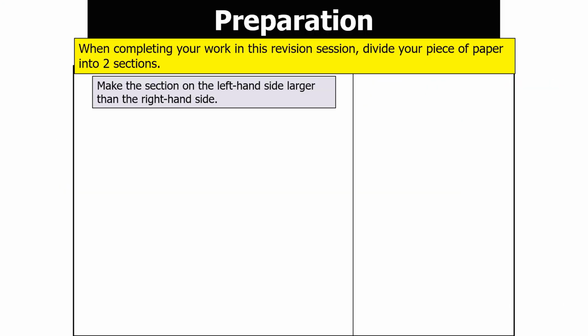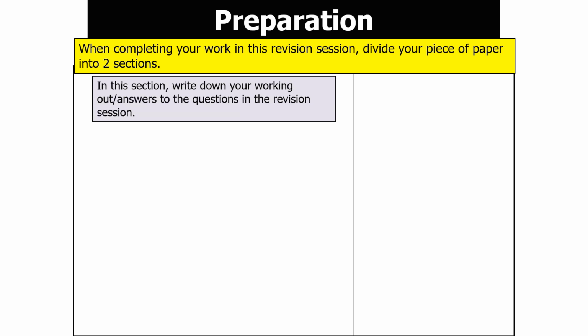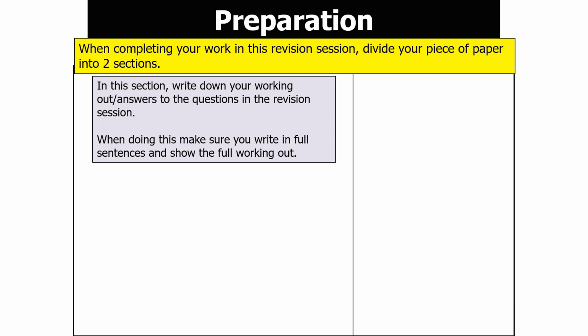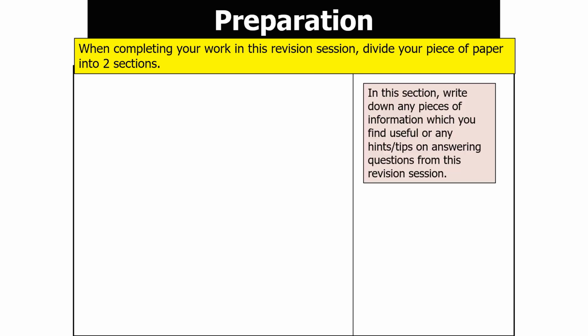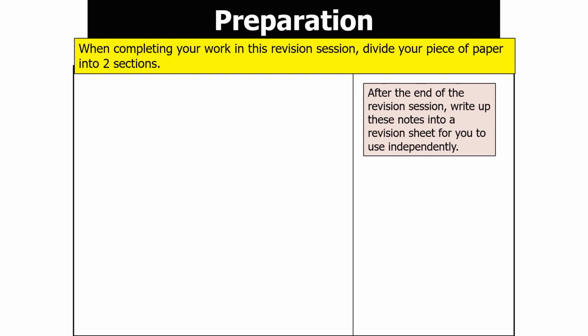When completing your work in this revision session, divide your piece of paper into two sections. Make the section on the left hand side larger than the right hand side, and in the left hand side section write down your working out and answers to the questions. Make sure you write your answers in full sentences and show the full working out. In the right hand side section, write down any information which you find useful, or any hints and tips on answering questions from this revision session. After the end of the session, write up these notes into a revision sheet for you to use independently.